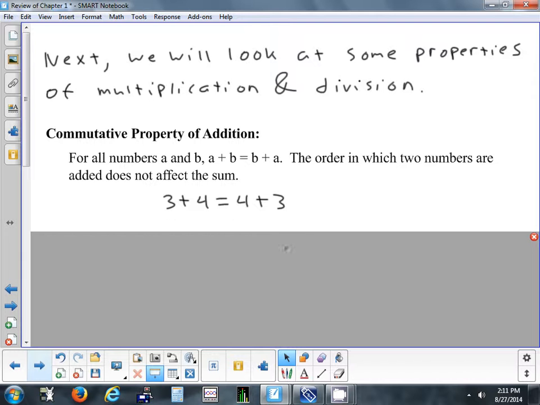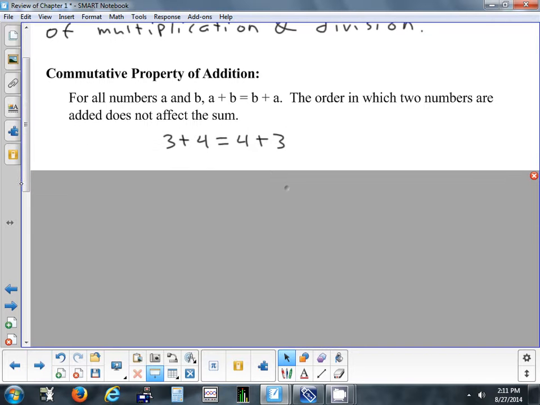Doesn't matter if it's 3 plus 4 or 4 plus 3. You're still going to get what? 7, right? You're going to get 7 on both sides. Right. So the order in which you add them up doesn't matter.